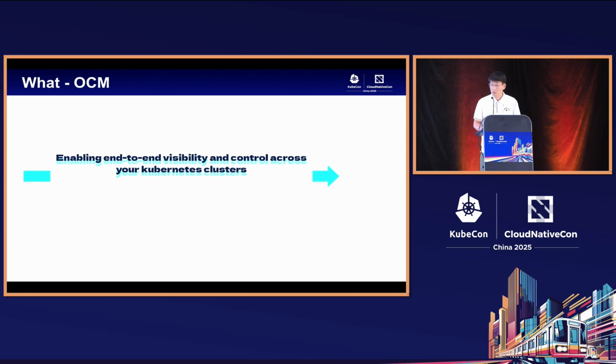So, what is OCM? OCM is an open source CNCF project focused on managing fleets of Kubernetes clusters. It enables end-to-end visibility and centralized control across your Kubernetes clusters. With OCM, you can register clusters, distribute workloads, and manage resources across both cloud and on-prem clusters from a central hub.